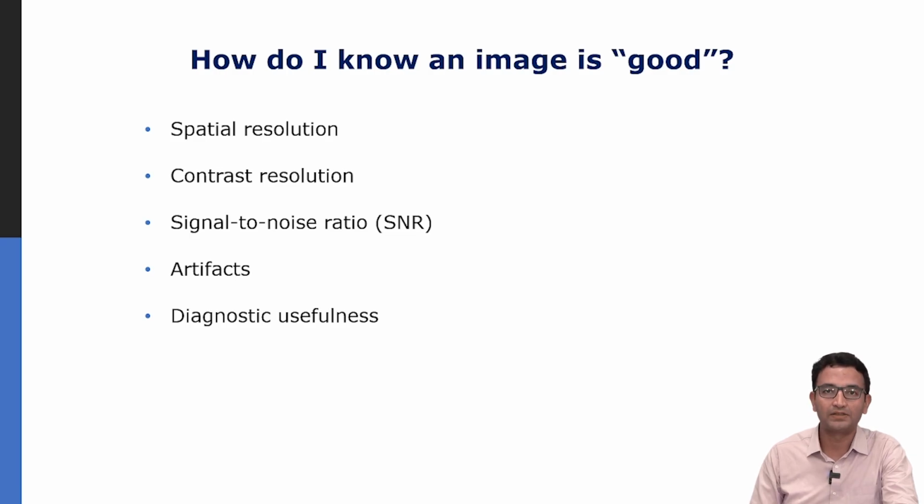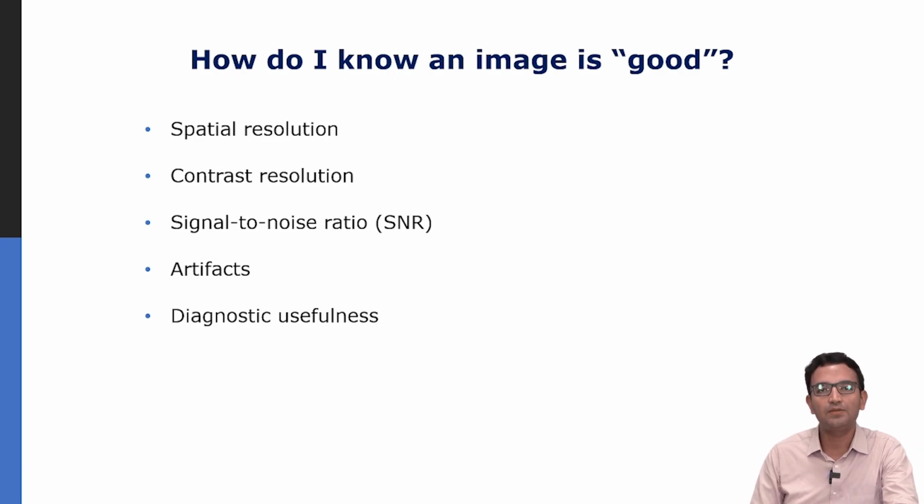Next come artifacts. Artifacts refer to structures present in the image which should not be there. So essentially they are like fake targets which should not be there in an image. And the presence or absence of artifacts can mean a lot of things in ultrasound. Therefore, we will dedicate an entire lecture to artifacts, and we will not discuss artifacts in detail in the present lecture. And lastly, the overall diagnostic usefulness.